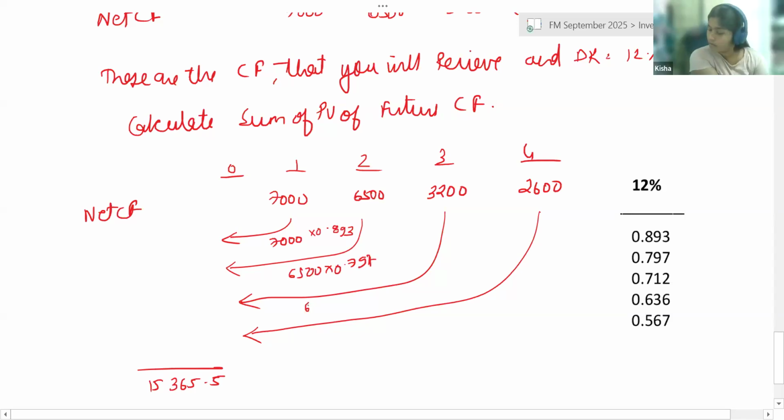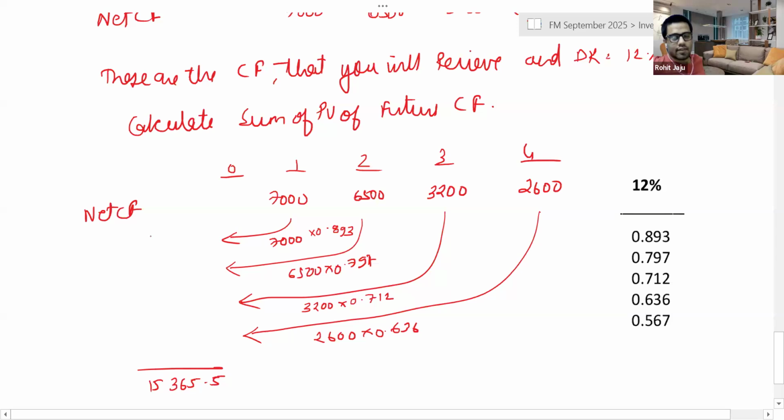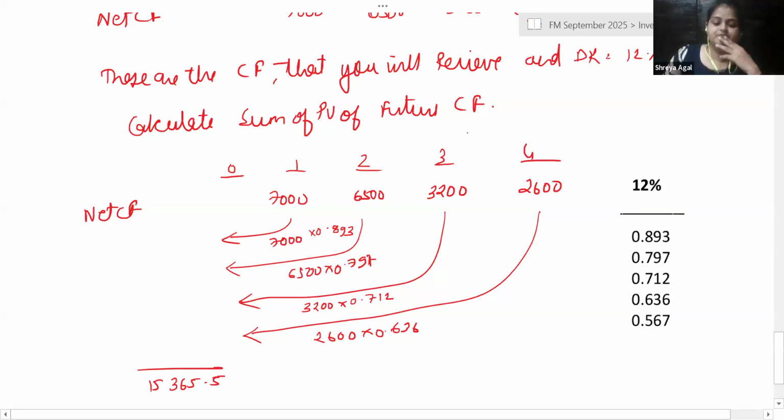Then 3,200 into 0.712, and then 2,600 into 0.636. Tell me, 7,000 into 0.893.